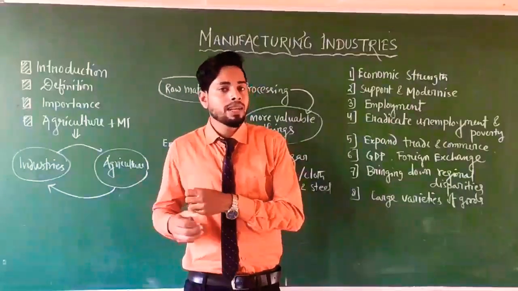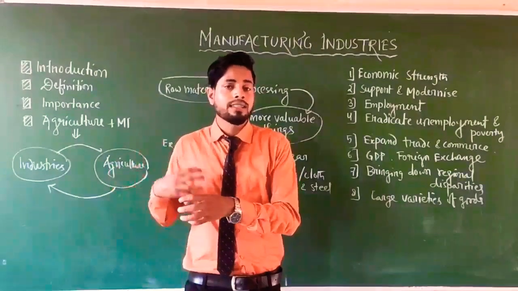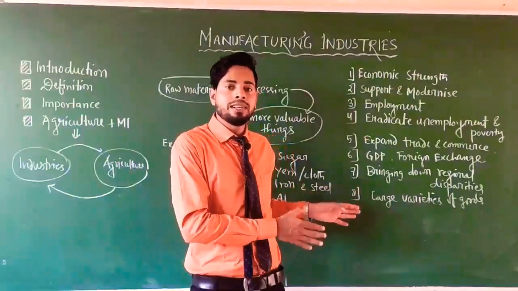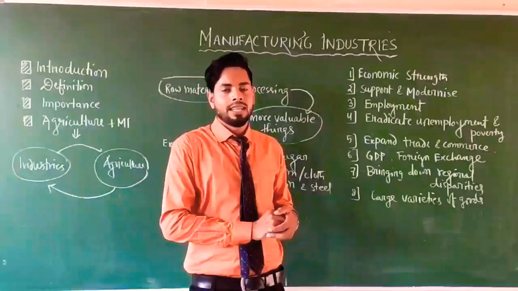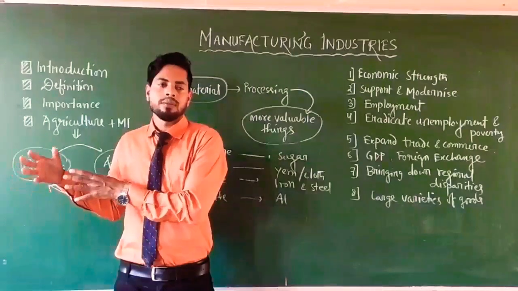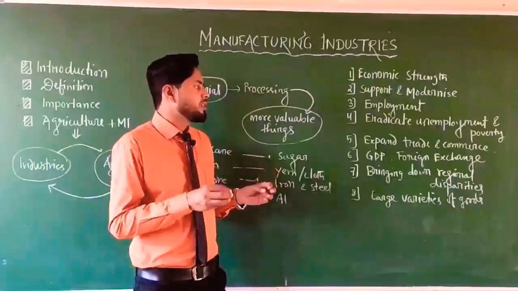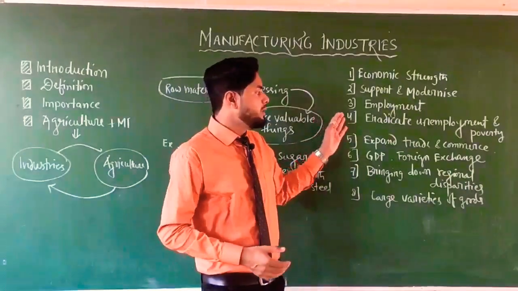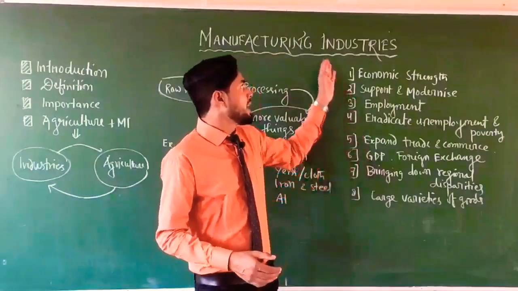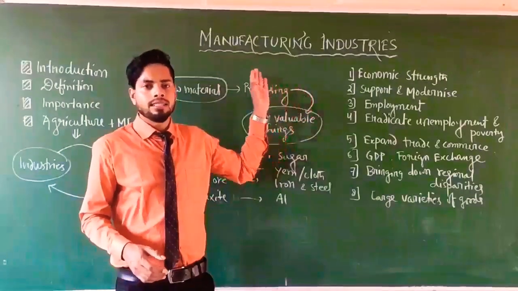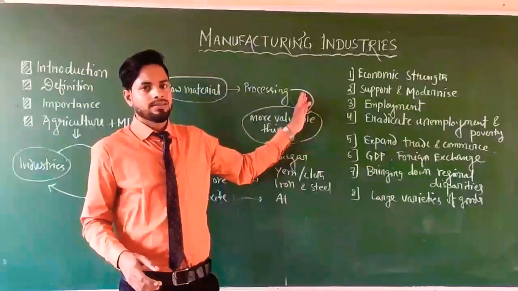So how do we develop the underdeveloped region? Either a backward region or a tribal region. By establishing new industries in those areas. If we want to develop any particular areas, either backward areas, we should develop a setup, either establish new industries. So industries help to bring down the regional disparities.